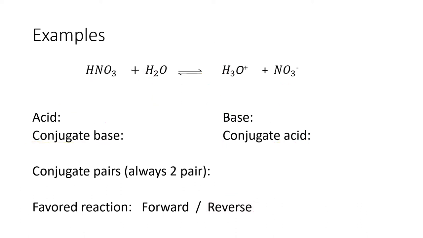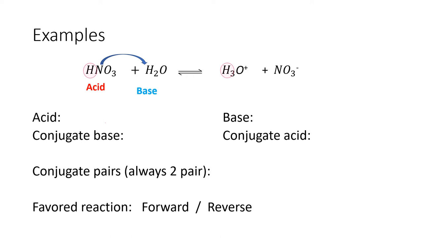Let's look at another example. In this case, I have nitric acid and water, and you can see that the water gains a proton to form hydronium. So it has to gain it from the nitric acid. It's going to give it to the water. So the acid would be the nitric acid, and your base is the water.